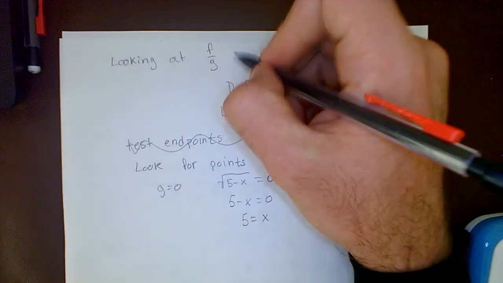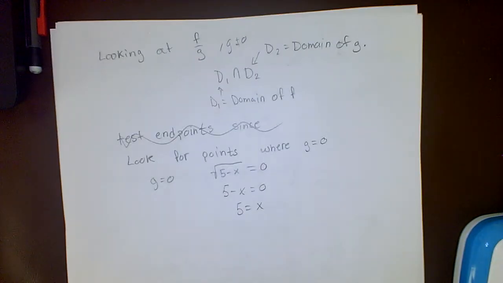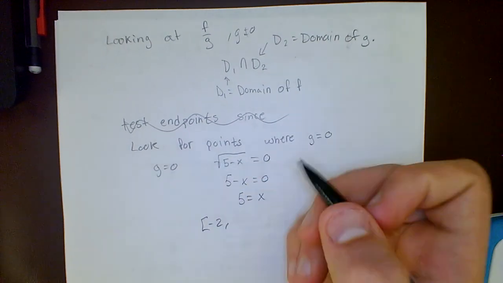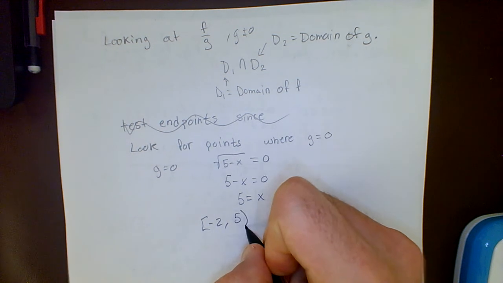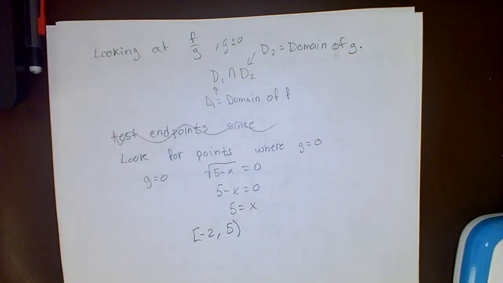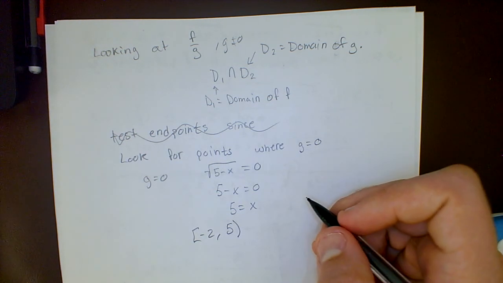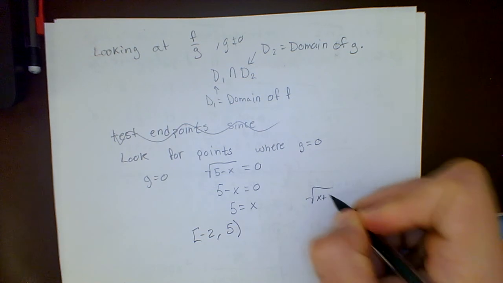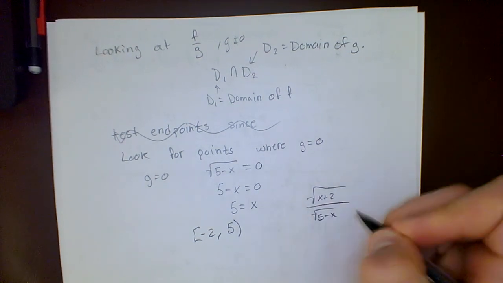So because of this, remember, we need g not equal to 0. Our domain for f divided by g is a little different. We're going to keep -2 because that's okay, and we're going to keep everything up to 5. But now instead of a square bracket here, we're going to have a regular parenthesis, right? And then if we look at what f divided by g is, it's the square root of x plus 2 divided by the square root of 5 minus x.